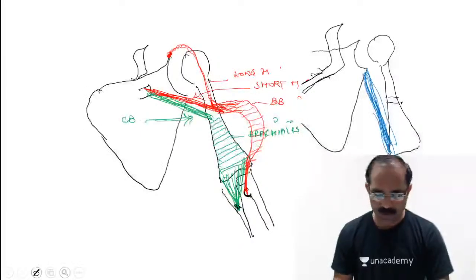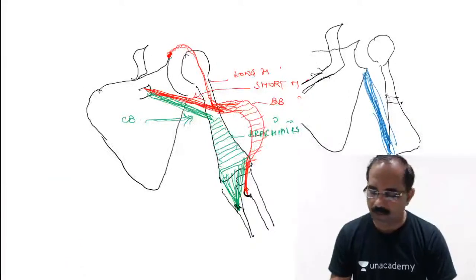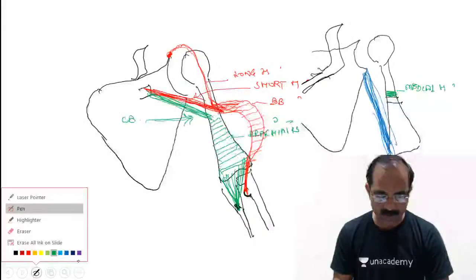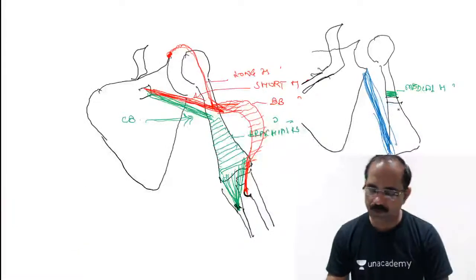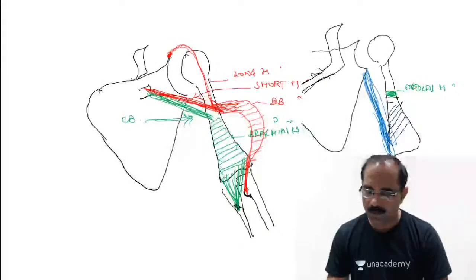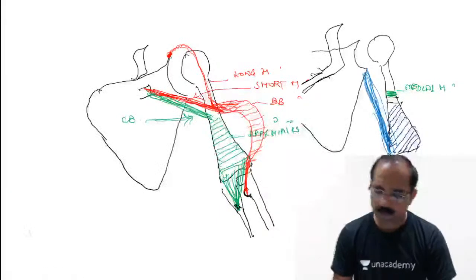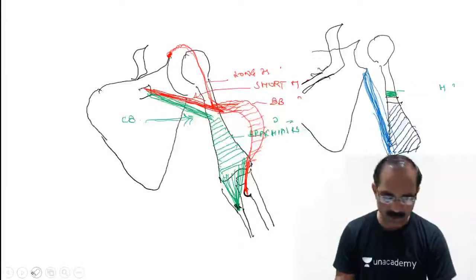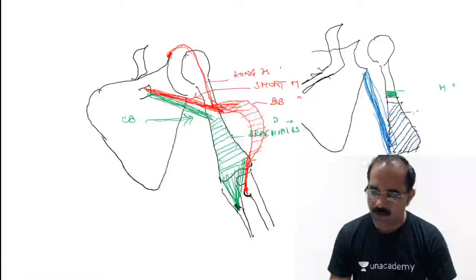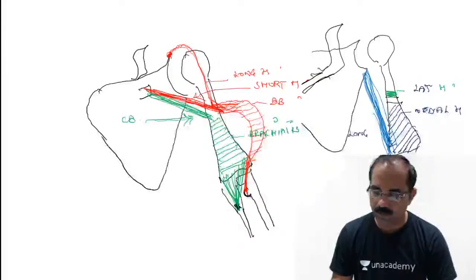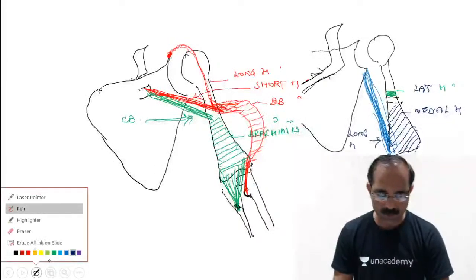Long head of triceps. What is this muscle which begins above the spiral groove? That's the medial head of triceps. And what is this entire muscle which begins from the spiral groove and the shaft? This is the lateral head. This is the medial head of triceps. That's the lateral head of triceps. That's the long head of triceps.